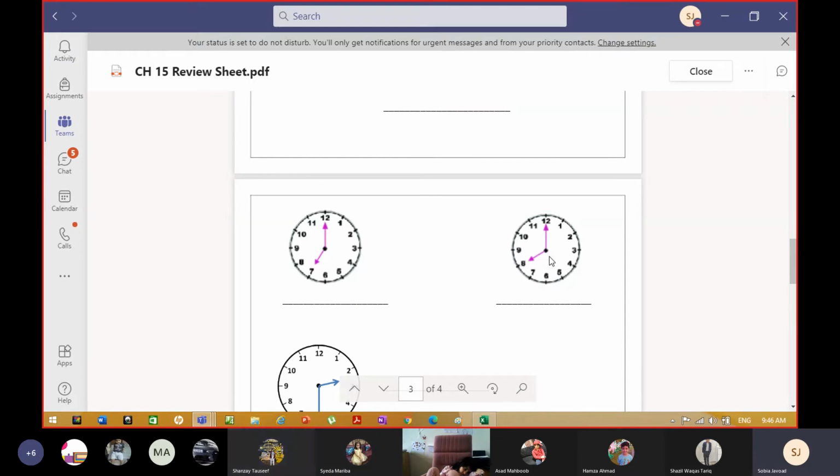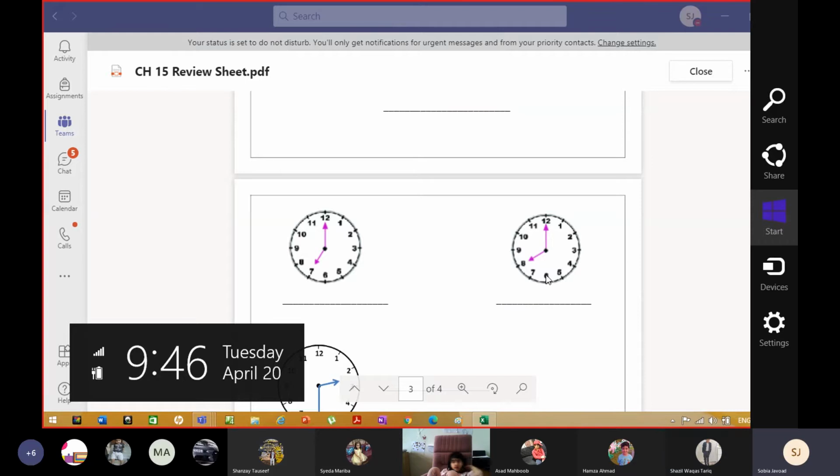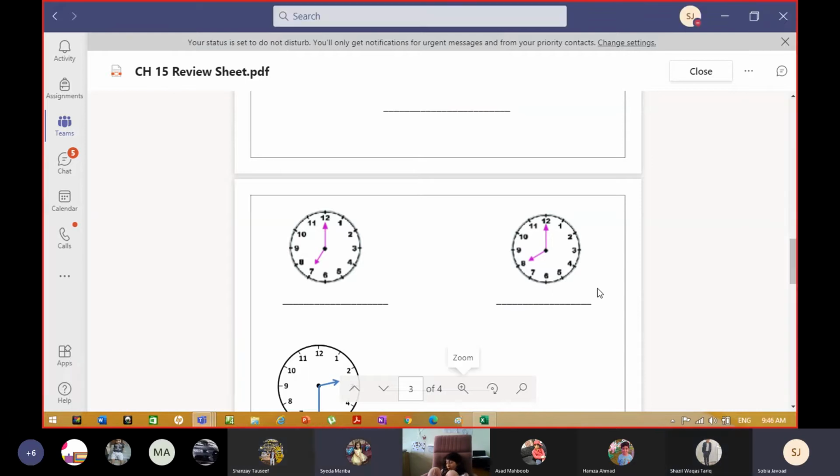Okay. If you still don't understand, we have to look: the short hand should be at the number of the time, and the long hand should be at 12 when it is o'clock. If I ask you 8:30, then this hand should be between 8 and 9, and the other hand, the minute hand, should be on 6. This will move half an hour past and the long hand will come here. So this is 8:30.